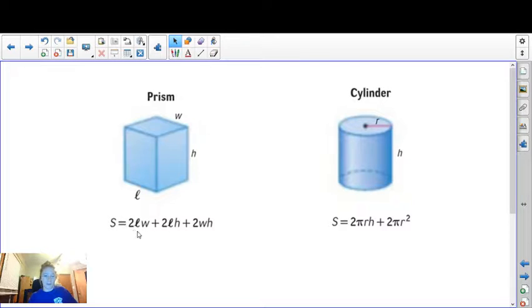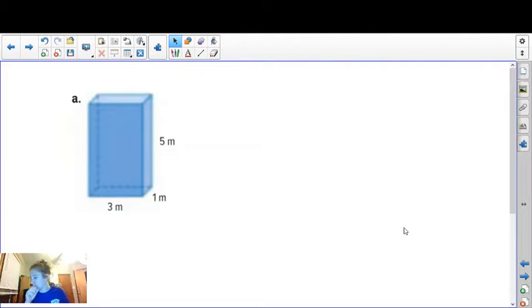So I'm going to start by taking 2 times the length times width plus 2 times the length times height, plus 2 times the width times height. And then my cylinder takes my volume plus 2 times the area of a circle, because if you notice, I have a circle here, and I have a circle here. I know, cool things, right? So we're going to start with this first one.